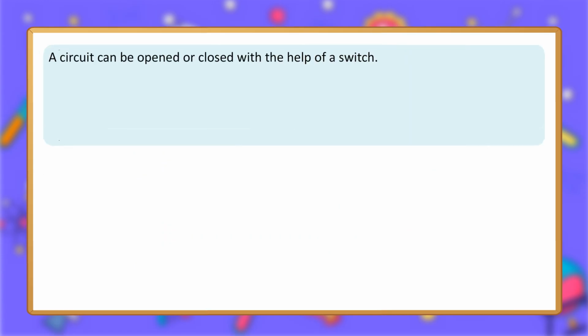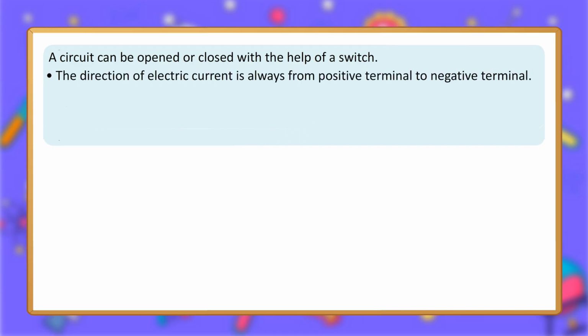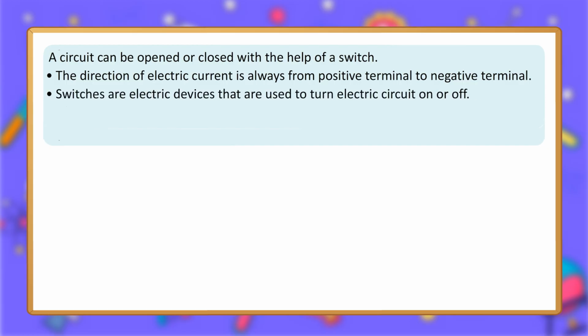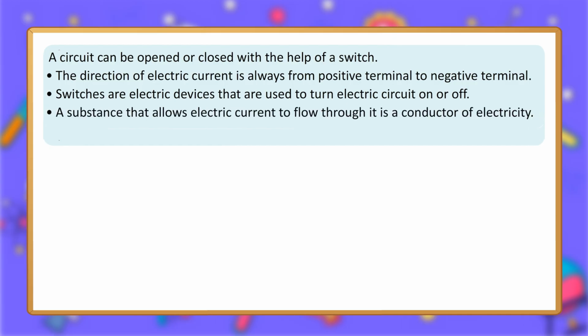A circuit can be opened or closed with the help of a switch. The direction of electric current is always from positive terminal to negative terminal. Switches are electric devices that are used to turn electric circuit on or off. A substance that allows electric current to flow through it is a conductor of electricity. An insulator does not allow electric current to flow through it.